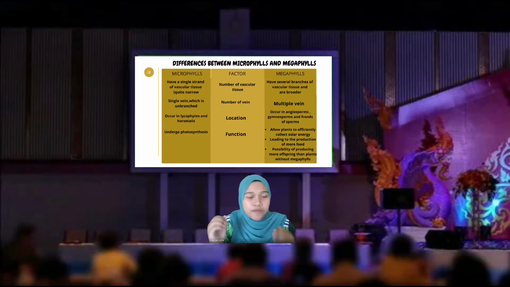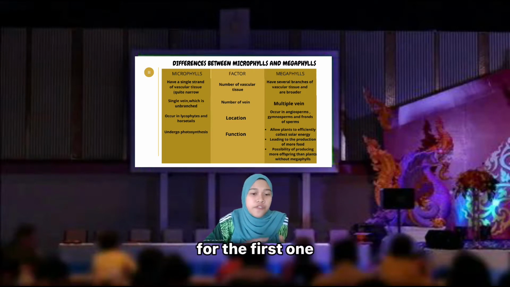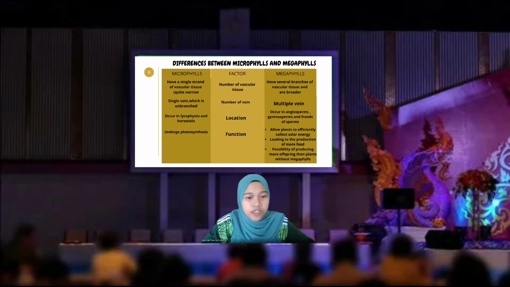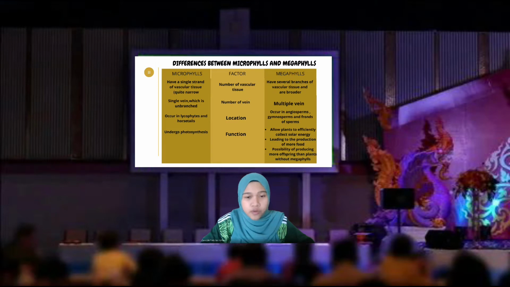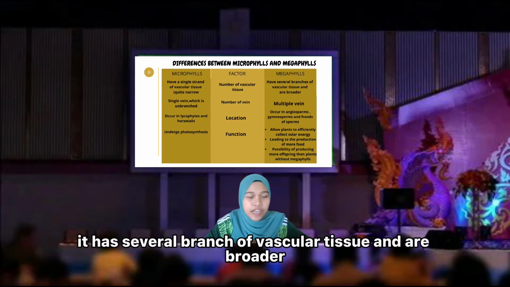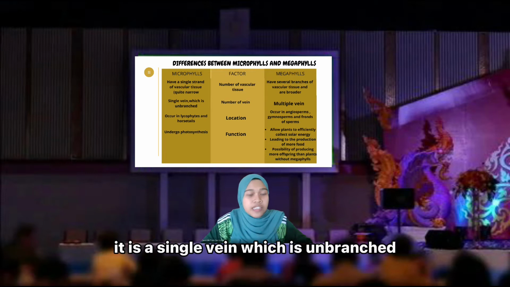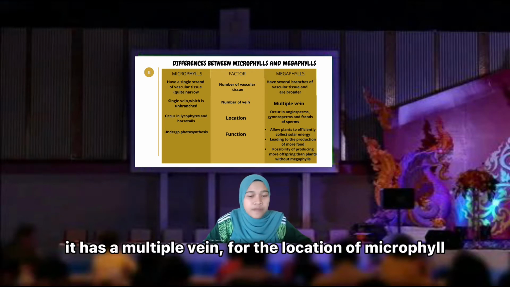So now let's move on to the difference between microphyll and megaphyll. For the first one, the number of vascular tissue. In microphyll, it has a single strand of vascular tissue and it's quite narrow. In the megaphyll, it has several branches of vascular tissue and are broader. For the second one, it is the number of veins. In microphyll, it is a single vein which is unbranched. For the megaphyll, it has multiple veins.